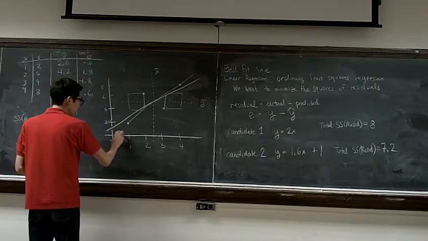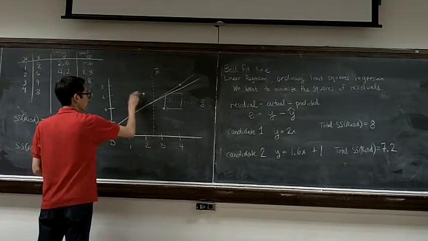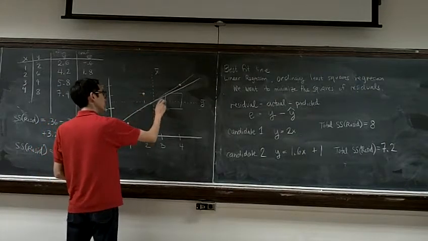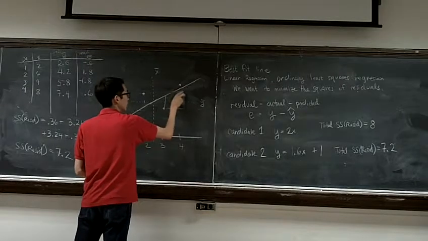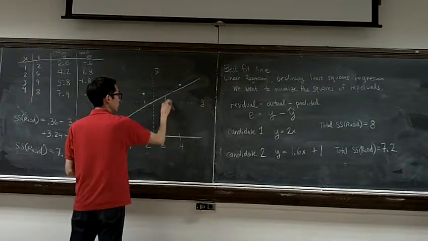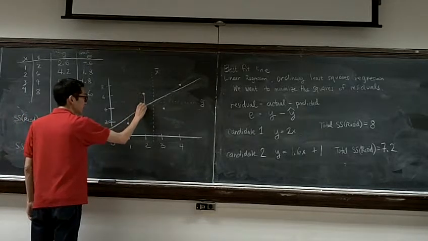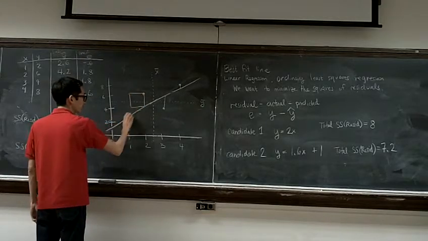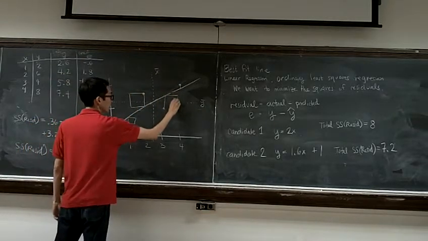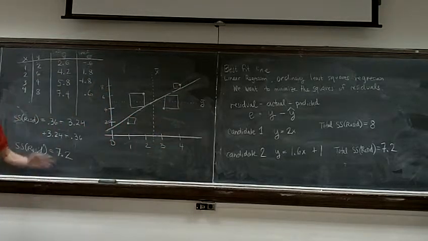With the other line, okay, this one. So with my other line, we have a residual for all of the data points, but then apparently when you square them, the total sum of squares is smaller. Okay. Sum of squares residuals.